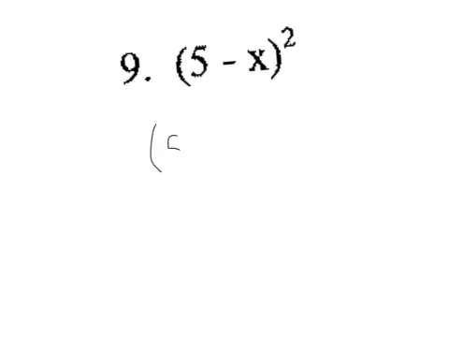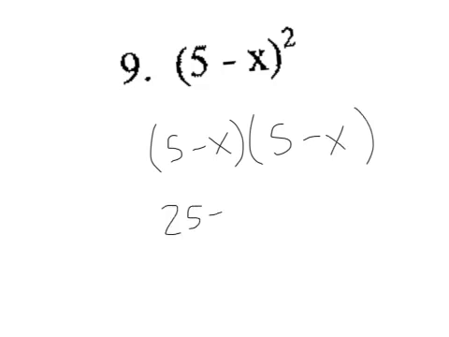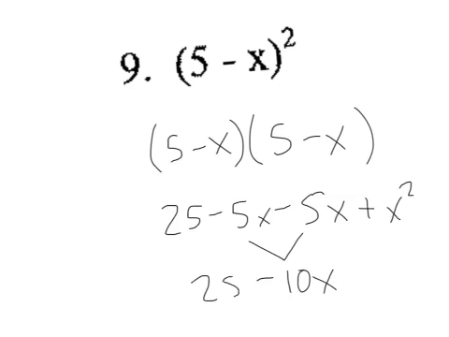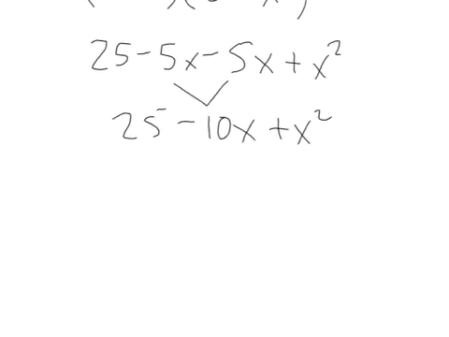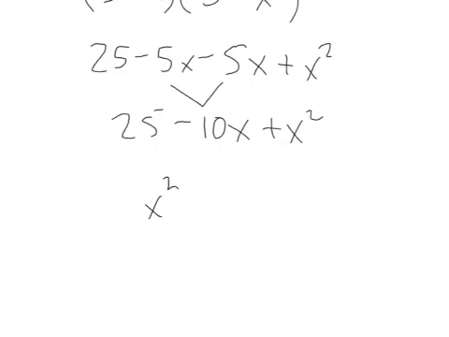So same thing, 5 minus x times 5 minus x. You've got 25 minus 5x minus 5x plus x squared. That's a negative 10x. It's a 25. That's an x squared. And again, you could rearrange it. I suppose we'll do that. x squared minus 10x plus 25. Descending order.